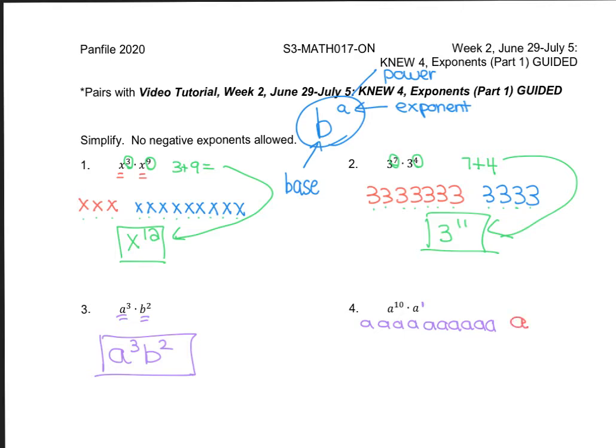For that 1. And if I have 10 A's and then I have another A, I really have 1, 2, 3, 4, 5, 6, 7, 8, 9, 10, 11. Right? So I really have A to the 11th. Notice that same rule applies, same base, and we're multiplying, we add our exponents. 10 plus that 1 equals 11. So we have A to the 11th.